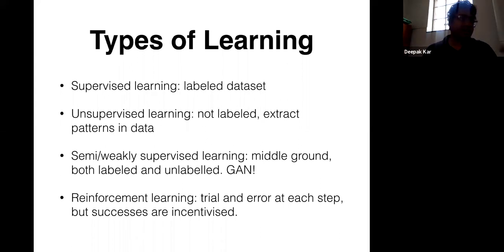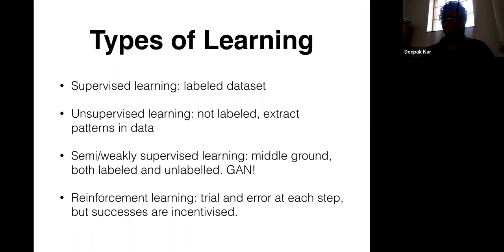Now, unsupervised learning, which is the other extreme, is where you don't have a labeled data set, but you just look for patterns in data. If some events have a very different pattern, does that mean something interesting? Does that mean there is new physics? We'll talk a bit more about that as we go along.